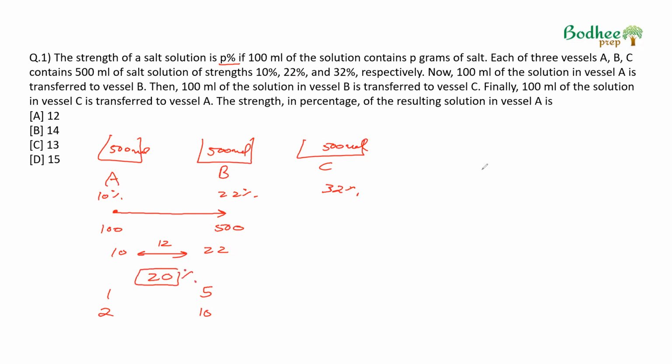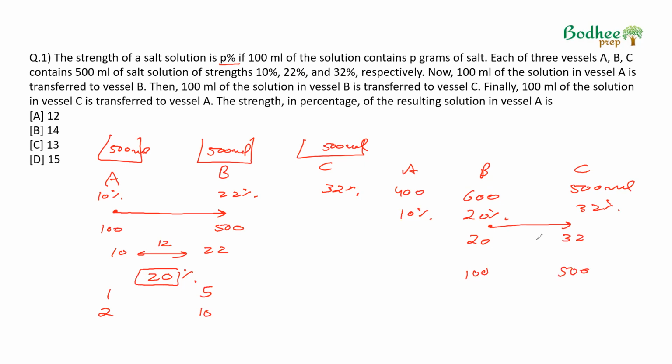So now what we have is vessel B, which has 600 ml of 20% concentrate, and C, which has 500 ml of 32% concentrate. A has 400 ml left of 10% concentrate. Now 100 ml goes from here to here. We do a similar process. 20% of B, 32% of C. 100 ml is going from B to C, and therefore the ratio is 1:5.